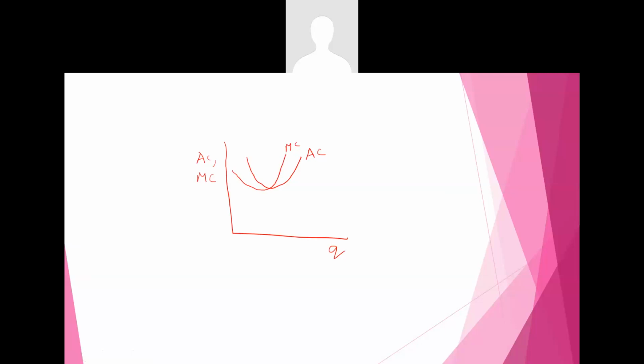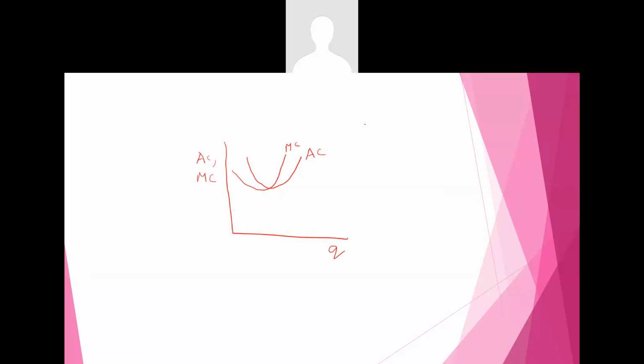After that, we can see that MC is above AC, isn't it so? MC is greater than AC. So at those levels of output, in this portion, we can see AC is rising. So this is how the relationship between MC and AC exists as per this graph. Now, this is what we are going to examine using mathematical equations. Okay, now let us see how it looks.